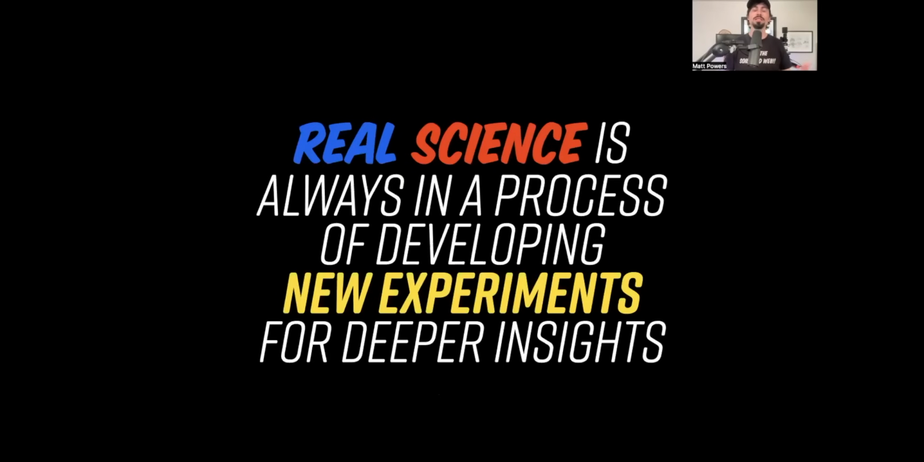Real science is always in the process of developing new experiments for deeper insights. This is why this space is real science. This is why this space is continuously having breakthroughs. Real science is going to have a feedback loop and a receptive, open perspective to receive new information from nature, which is going to then lead to innovations. You know, historically, there have been time periods when this has been true.